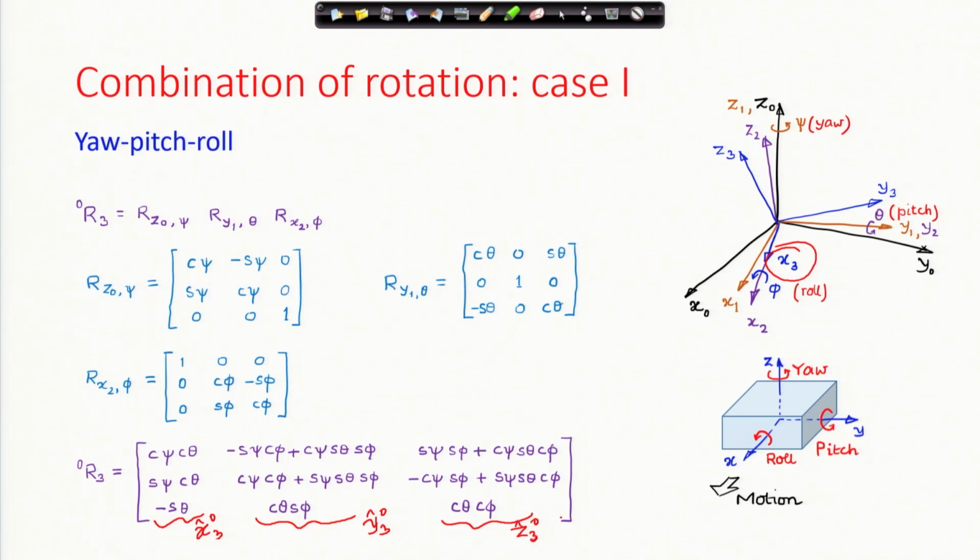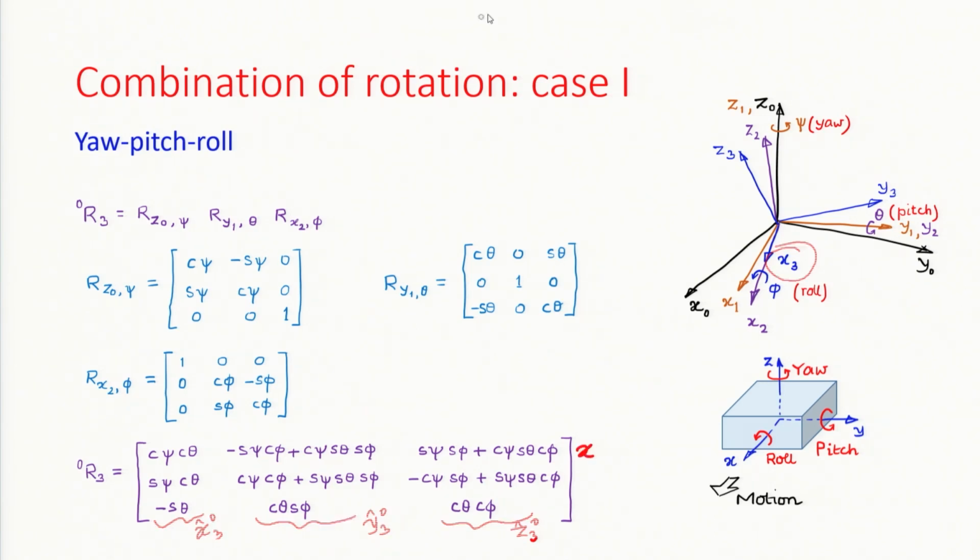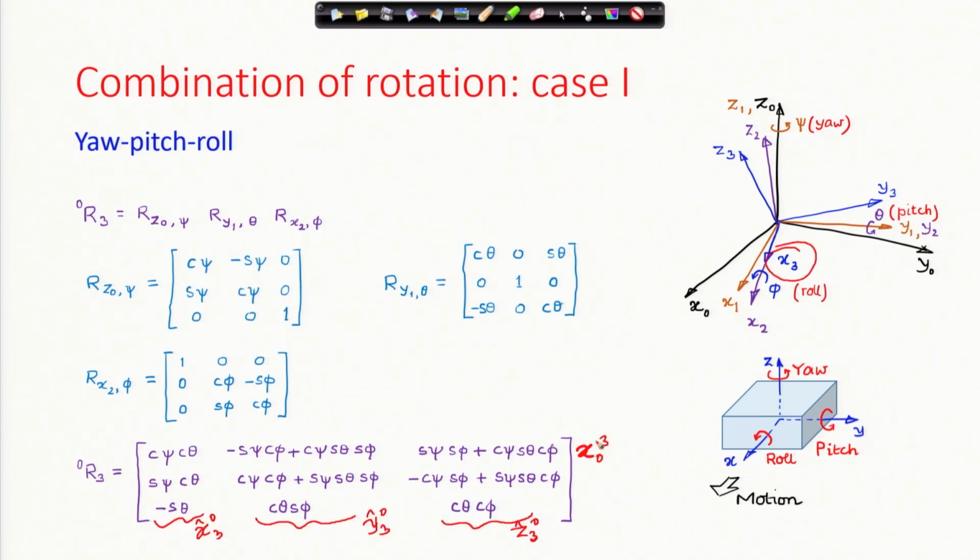That is why I say that this matrix represents frame 3 in frame 0, and by taking the transpose and looking at the columns or looking at the rows directly, you can find out the representation of x 0 in x 3 y 3 z 3, y 0 in x 3 y 3 z 3. So the first row is x 0 in frame 3, second row is y 0 in frame 3, and the third row is z 0 in frame 3.